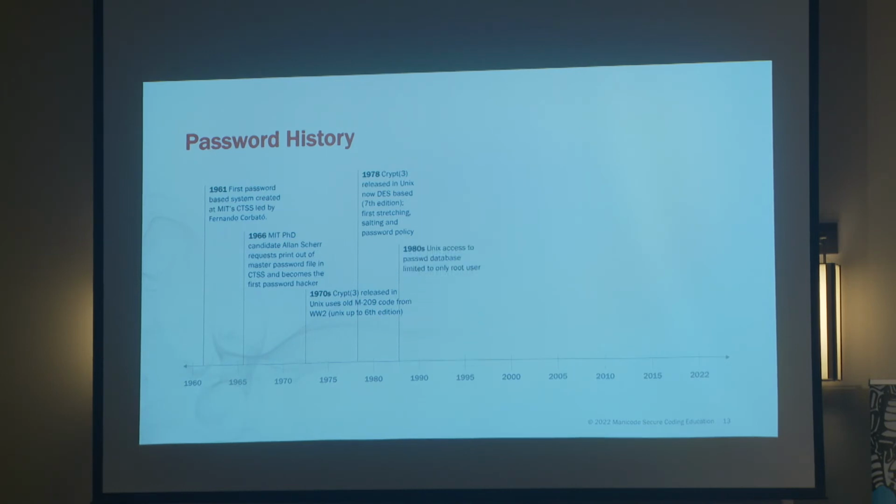We jump ahead in history to the 80s, and we see that Unix is finally limiting the password database to root users only. So a nod to Alan Scher. You're printing out what should be root level password files from a multi-user machine in 66, and we didn't really get around to fixing that until the 80s. High five to you, Alan Scher, wherever you are.